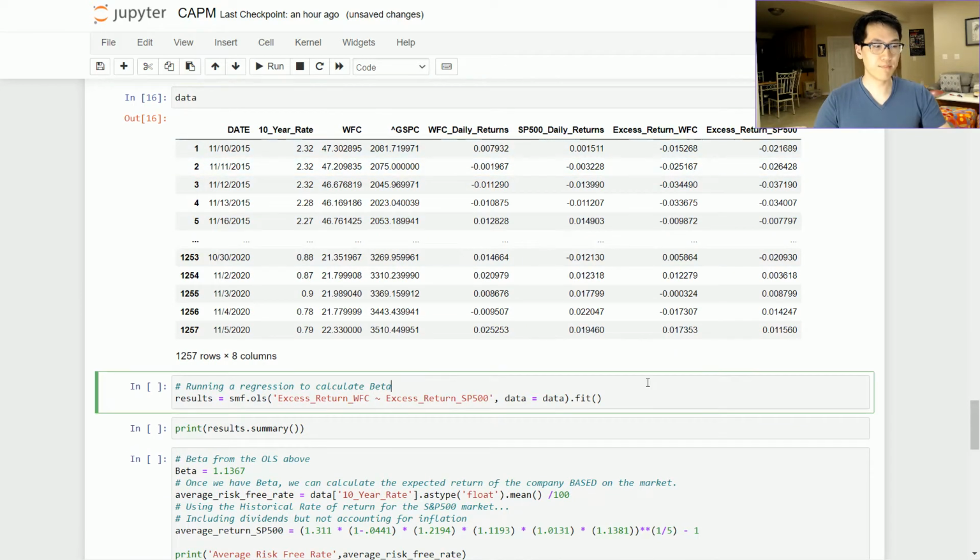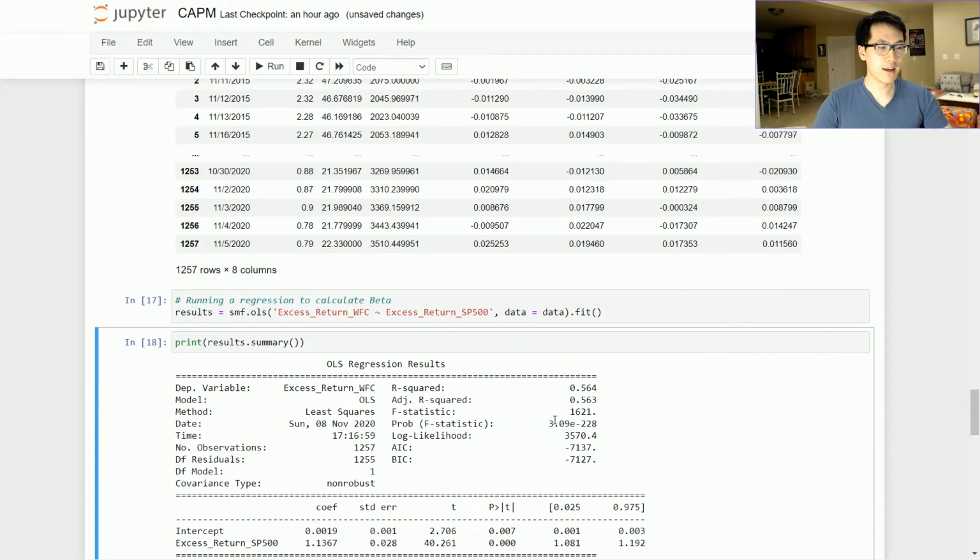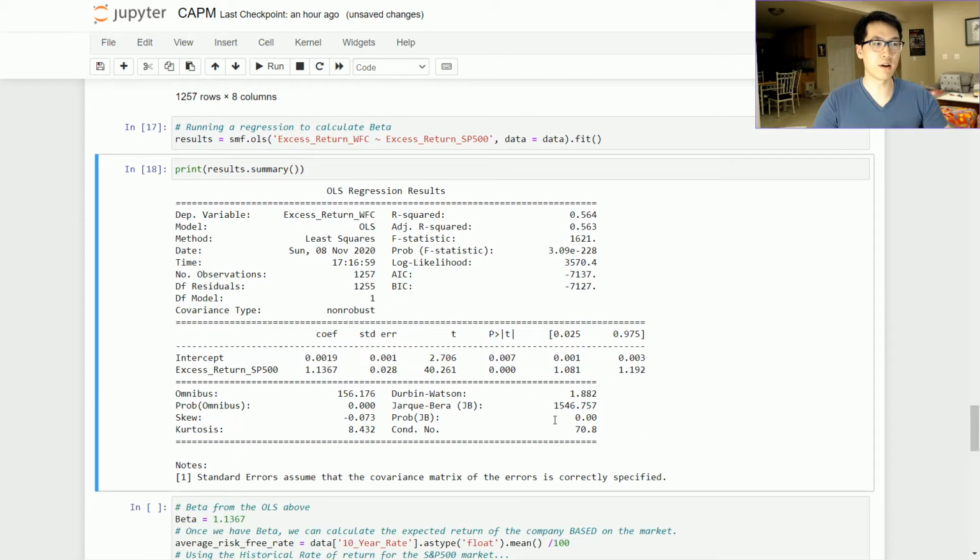Cool. And then this is the only thing you really need to run to get your beta. It's this very simple ordinary least squares regression to get your given beta, which is your coefficient, so 1.13 for that given result.